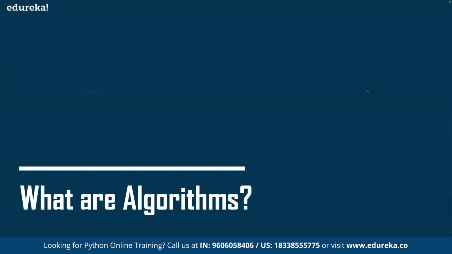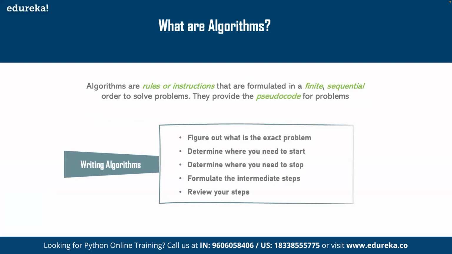Now moving on, we have something called the algorithm. So let us understand what these algorithms are. Algorithms are actually the rules of instruction, formulated in a finite sequential order in order to solve problems. These algorithms provide a pseudocode for the problems.